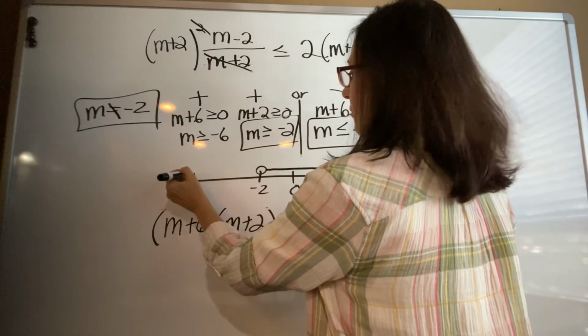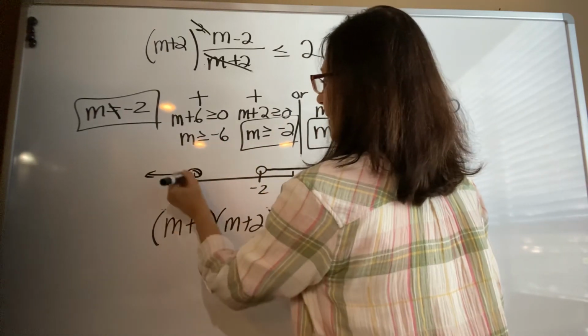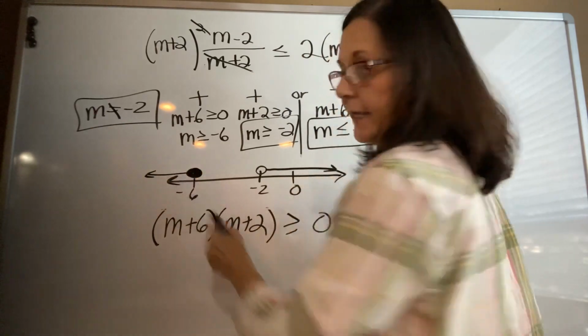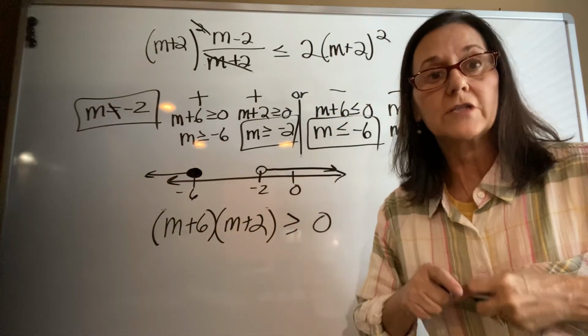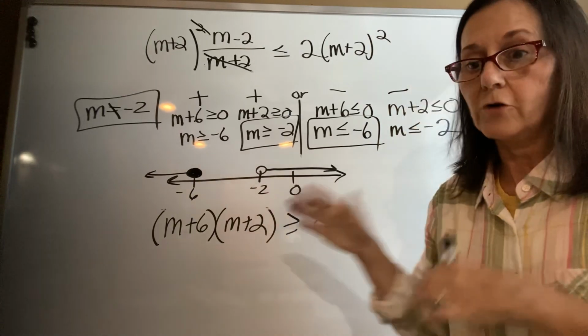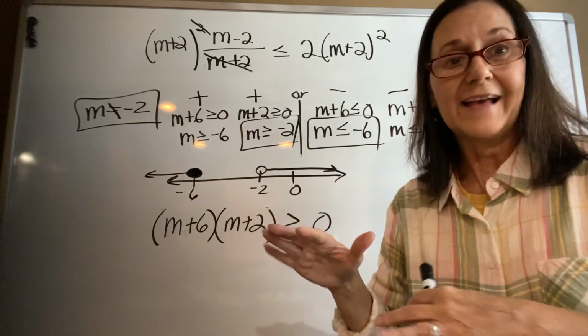Less than or equal to negative 6 goes in this direction, and that one is a closed indicator. Okay, that's a closed interval. All right, that's it for this lesson.